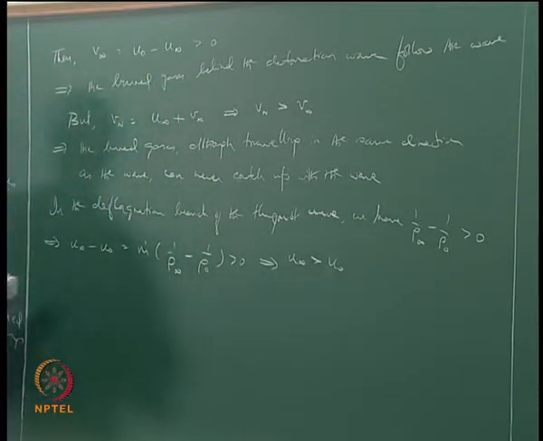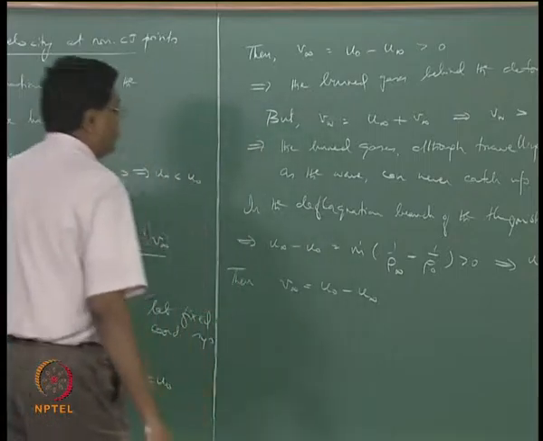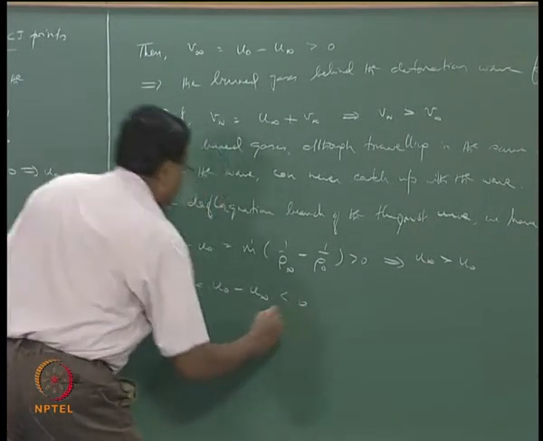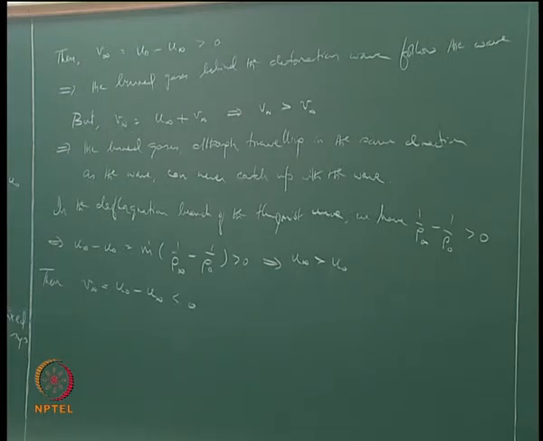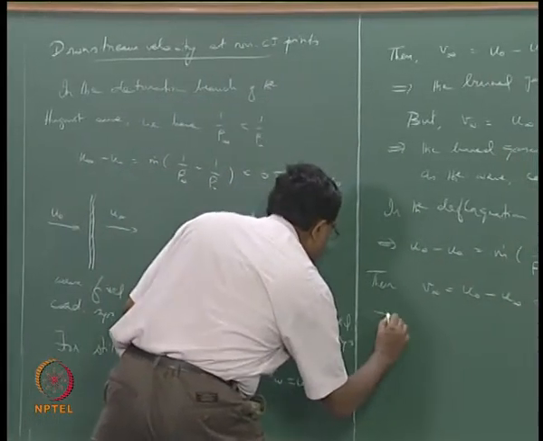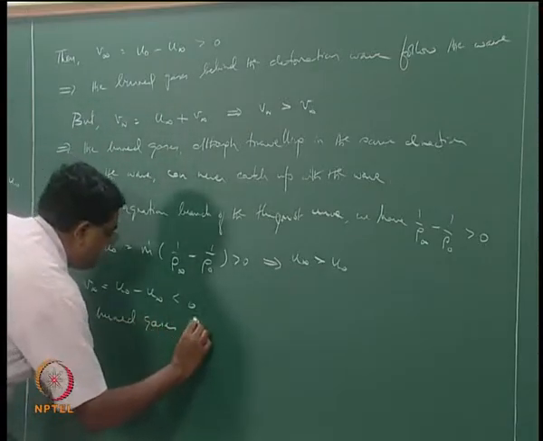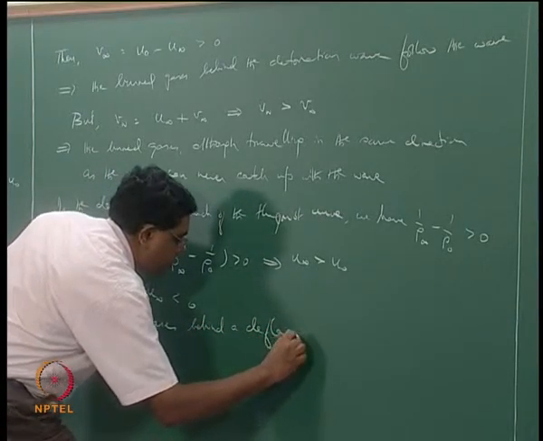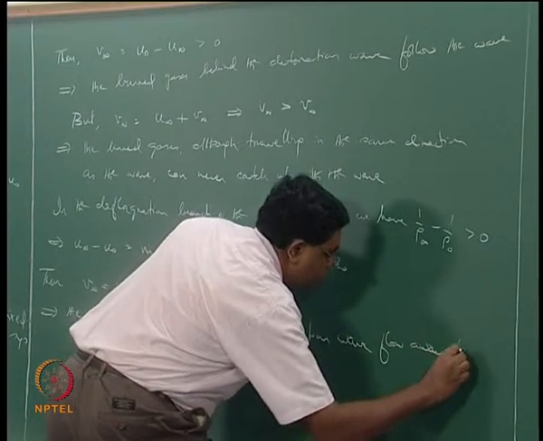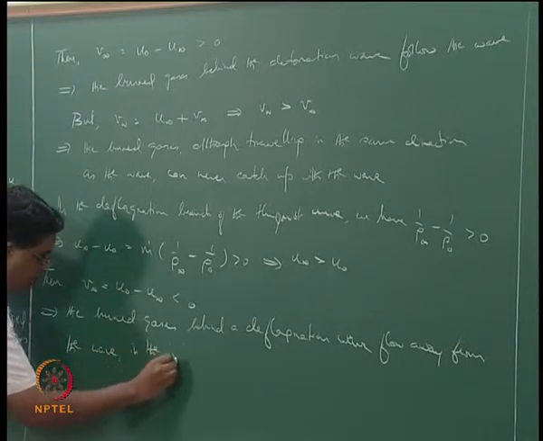If you now plug it in here, you find that v infinity equals u naught minus u infinity. What do you get? u infinity is greater than u naught, therefore u naught minus u infinity is now going to be less than 0. That means v infinity is negative. V infinity being negative means that the arrow is going to get flipped. So this implies that the burnt gases behind the deflagration wave flow away from the wave, in the opposite direction.